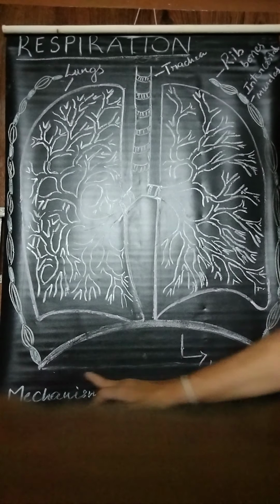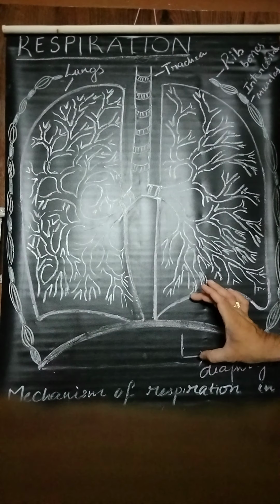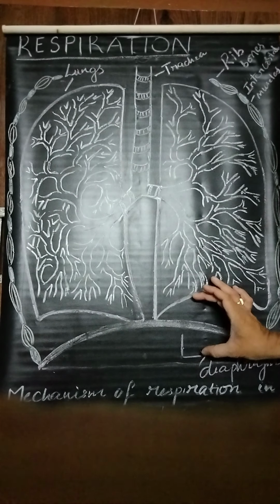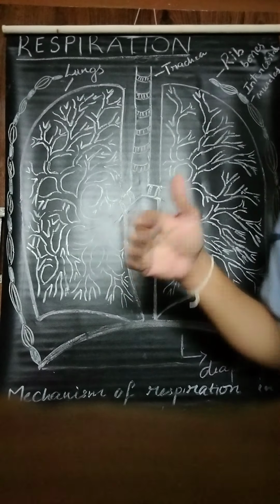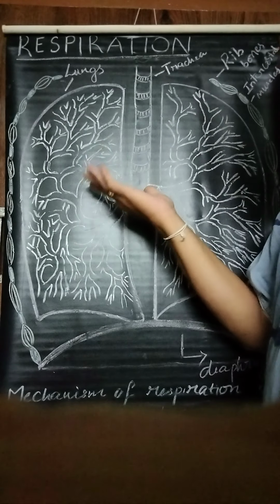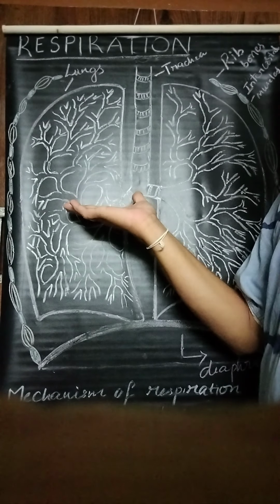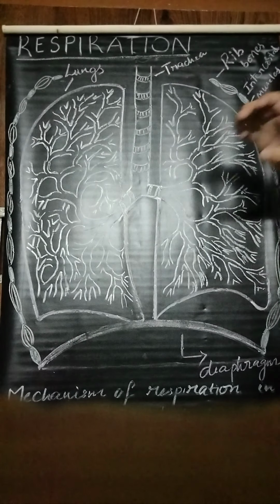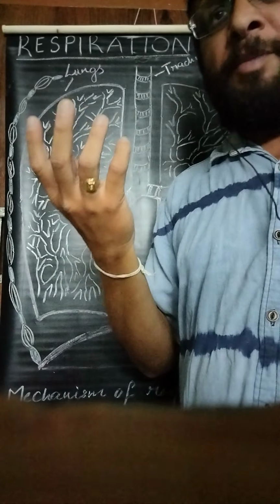Now it is the condition of the diaphragm. Then more space is present here. When more space is present, automatically more volume is present in the chest cavity. If more volume is present in the chest cavity, more volume is present in the lungs also. And at the same time, the intercostal muscles, what do they do? They contract. When they contract, what will happen?